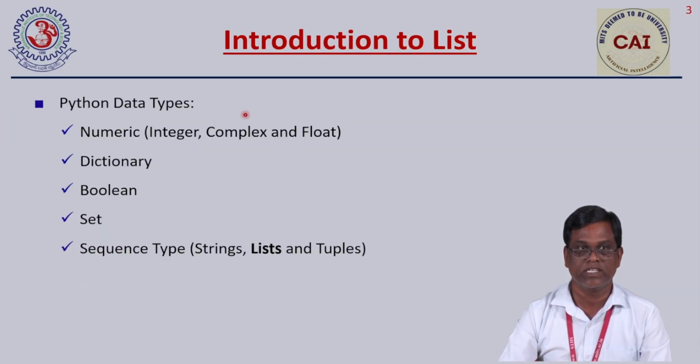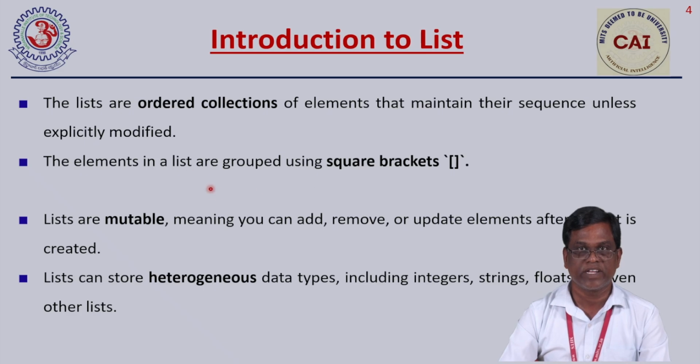Before starting the list data type in Python programming, we need to know the basic data types available in Python. The basic data types are numeric data types, which again include integer, complex, and float, then dictionary data type, Boolean data type, set data type, and finally sequence data type. The sequence data type again contains strings, list, and tuple. Among these sequence data types, today my topic of discussion is lists.